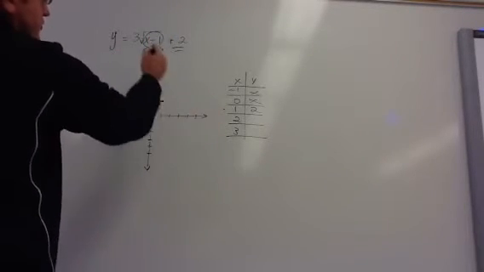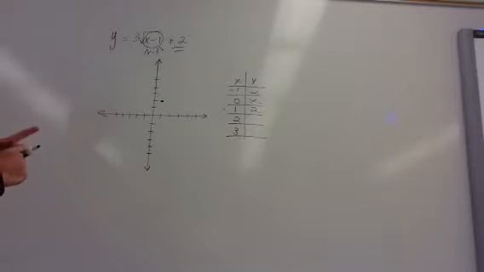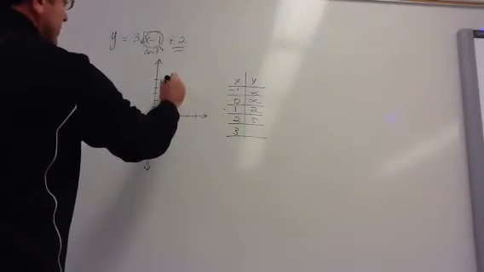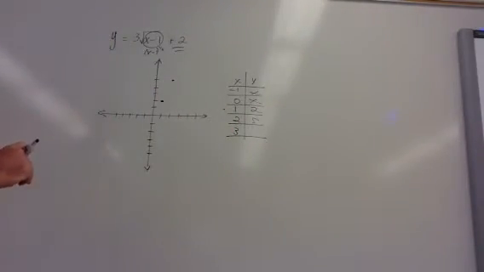And then if we plug in 2, 2 minus 1 is 1. Square root of 1 is 1. 1 times 3 is 3, 3 plus 2 is 5. So we get 2, 5. Let me just make sure I did that right again.